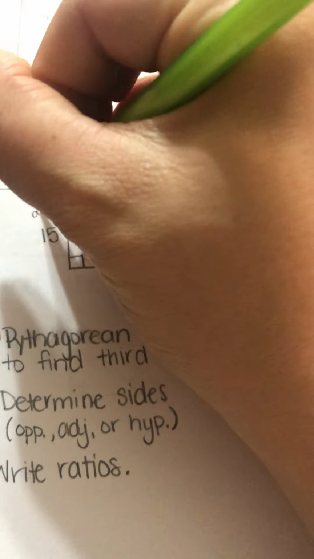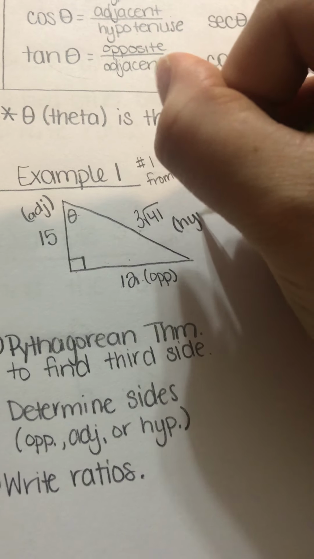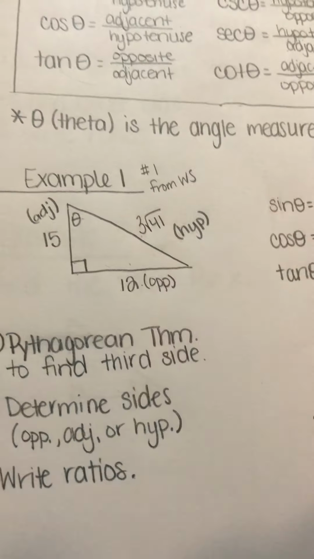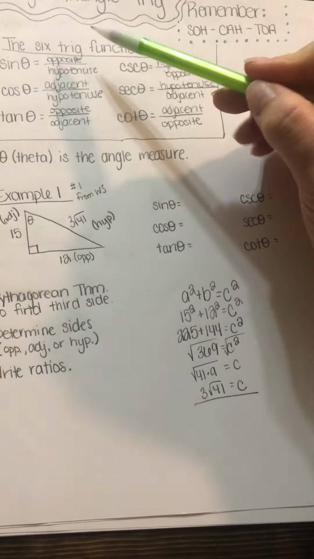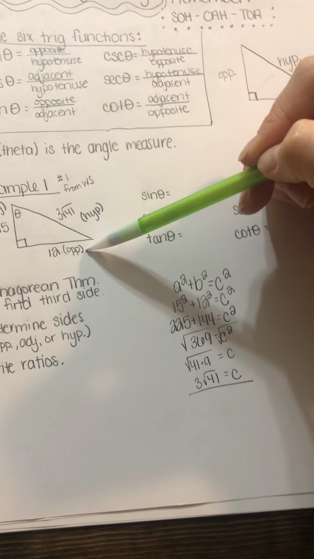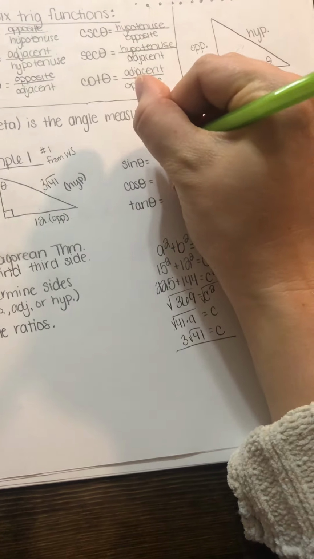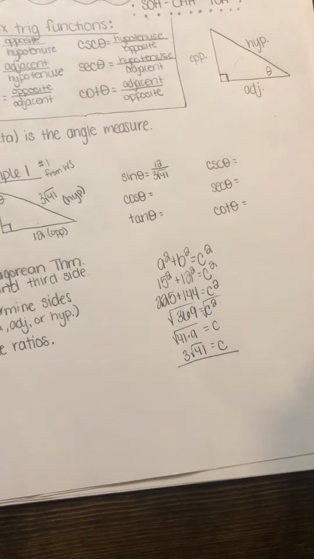This one is going to be the adjacent because it touches the theta. And that leaves this one to be the hypotenuse, which we knew because it's directly across from the right angle. So once we know that, we can fill in these. Sine uses opposite over hypotenuse. So theta, here's the opposite. So 12 over the hypotenuse, which is 3 square root of 41.